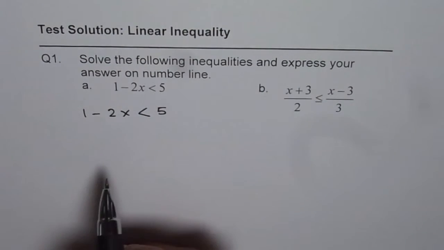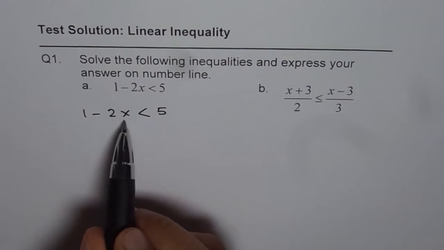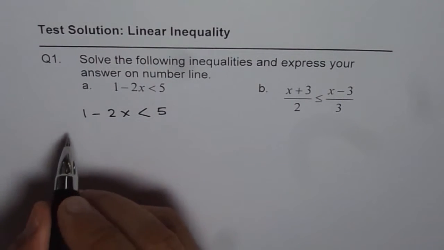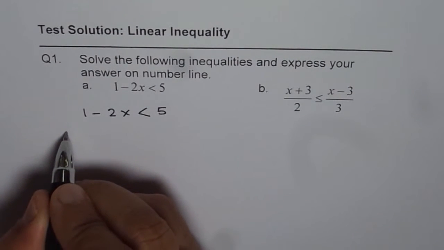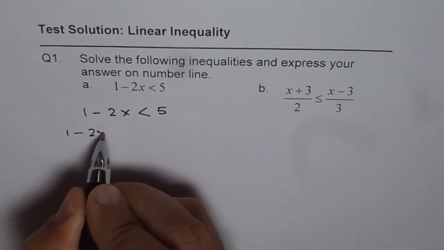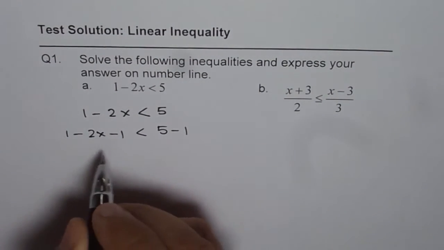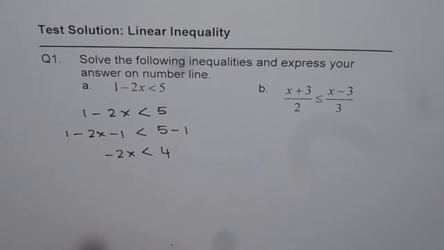Now solving inequality is kind of like solving equations. So we need to isolate x. Take away 1 from both sides. So we should take away 1 from both sides. So we are left with 1 minus 2x minus 1 less than 5 minus 1. That gives us minus 2x is less than 4.